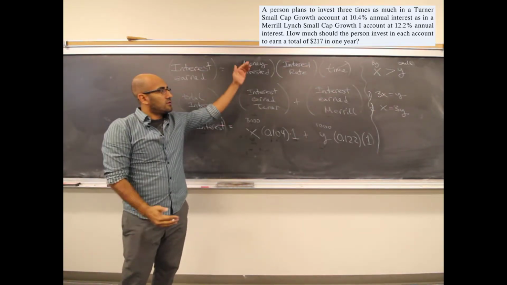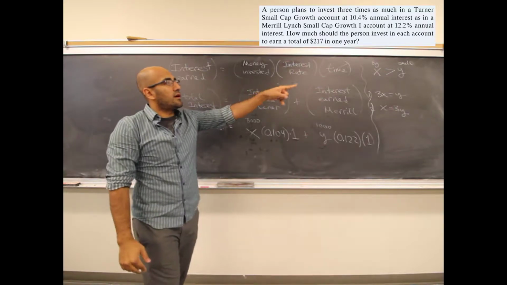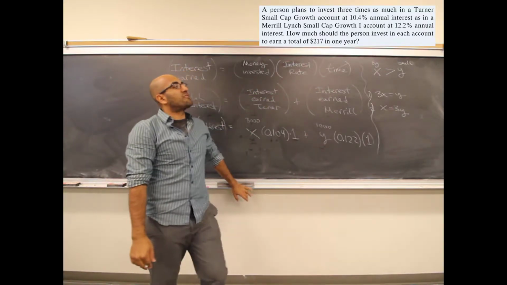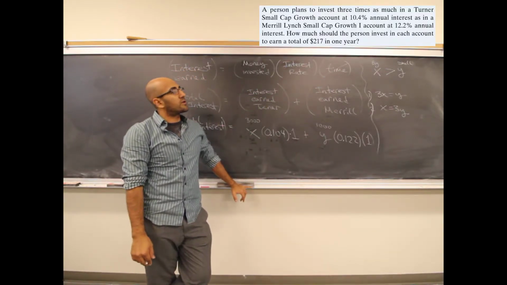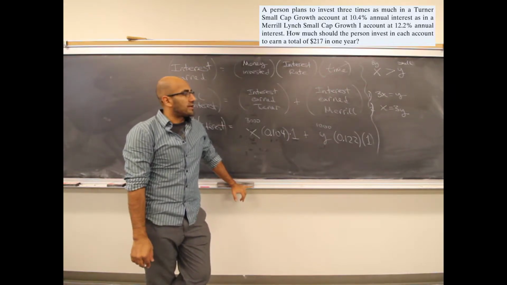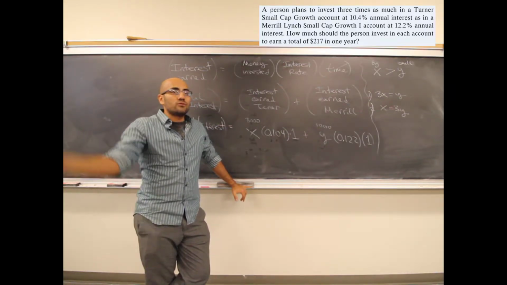Wait, what's the second question? Remember the statement. A person plans to invest 3 times as much into the Turner account as they do the Merrill account. So which statement is true?